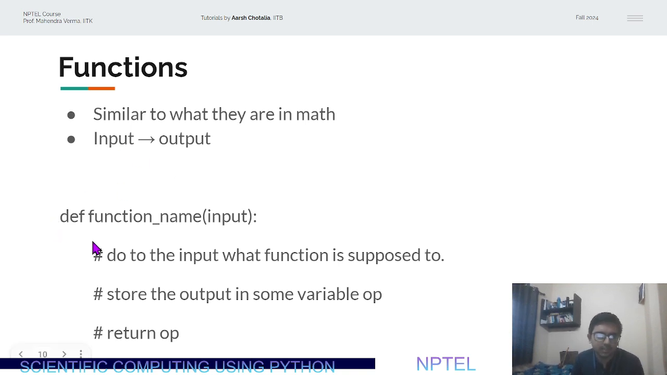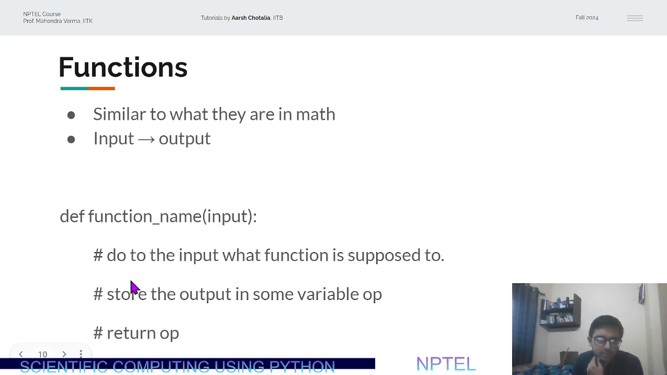So how do you define a function? It's pretty simple. First, you write def, which is telling the code that I'm going to define a function. Then tell it the name of the function and the input that you want to give. This could be multiple inputs, okay, could be x, y, z, etc. Then write your code, whatever you want to do with the input, and then store the output in some variable output, and then return the output. Okay, we'll do an example so you will get a clear idea of what is being done.